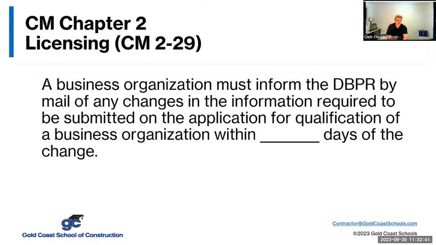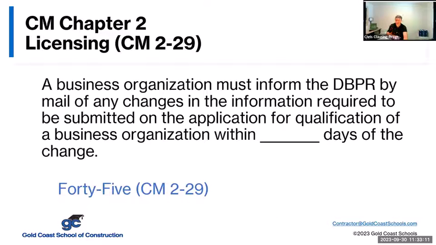So a business organization must inform the DBPR by mail of any changes in the information required to be submitted on the application for qualification of a business organization within how many days of the change. So this is a DBPR provision, and this is any changes in the information required to be submitted on the application for qualifications. This is related to qualifying agents, and they have 45 days to submit that, CM 2-29.